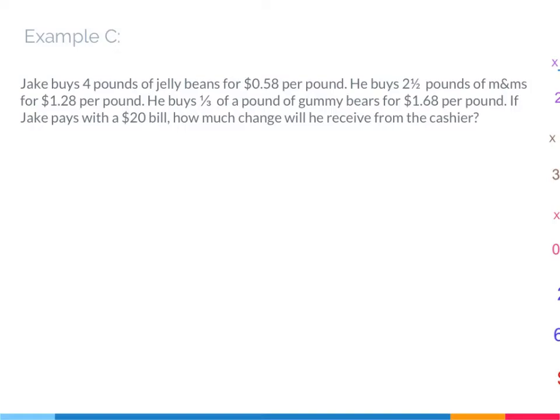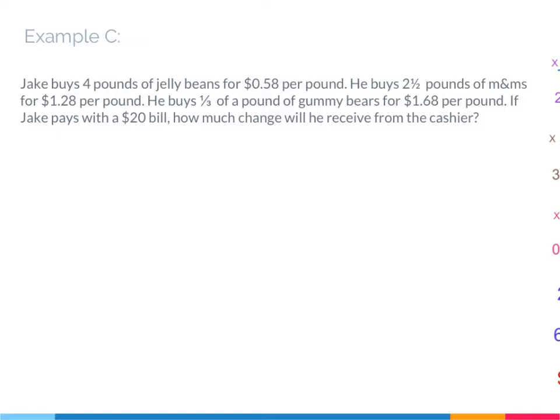Now let's move on to example C. So here in example C, it says Jake buys 4 pounds of jelly beans for 58 cents per pound. He buys 2.5 pounds of M&Ms for $1.28 per pound. He buys a third of a pound of gummy bears for $1.68 per pound. If Jake pays with a $20 bill, how much change will he receive from the cashier? So we have to figure out how much each thing that he bought is worth. Then we can add those all together, and then we can figure out how much he needs to pay and then how much he gets back after he pays with $20.